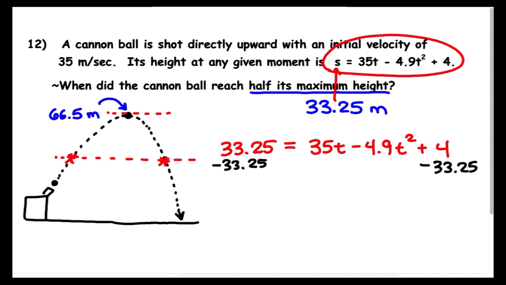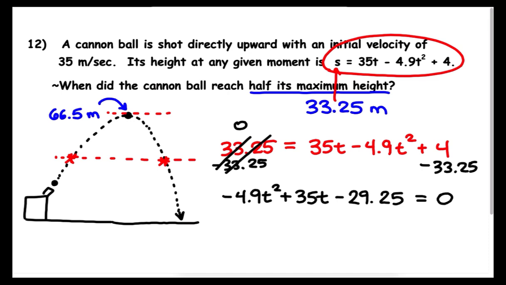I'll subtract away 33.25 from both sides. That'll give me the 0 over here that I need, and right now I'll rewrite it in descending order as well. Again, using the quadratic formula, the expectation is you use your calculator. Please do not use these crazy decimals and do the formula by hand. If you don't have a quadratic formula program on your calculator, please let me know. I'll give you mine, or I can write you one from scratch if we don't have connector cables.